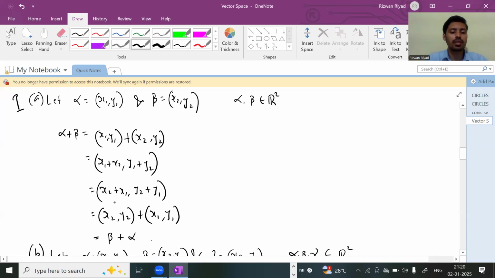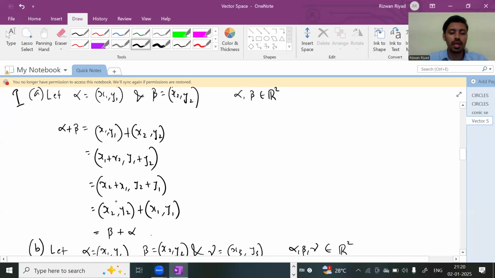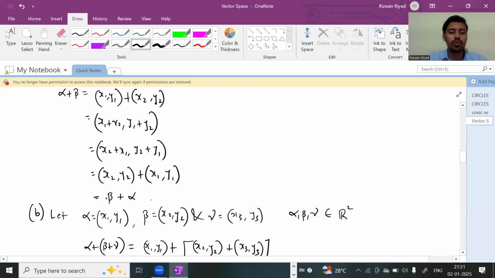This can be written as (x2 + x1, y2 + y1). Okay, that means what? Here again you can separate them. That is (x2, y2) + (x1, y1). This simply means this only. If you add them, you will get this. And what is (x2, y2)? That is nothing but beta. And what is (x1, y1)? That is nothing but alpha.